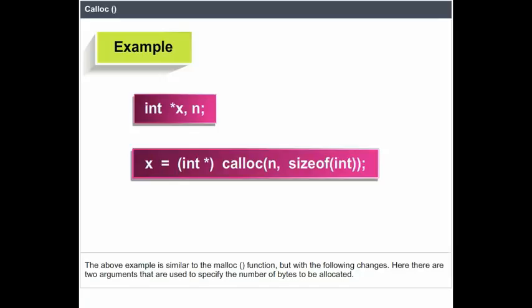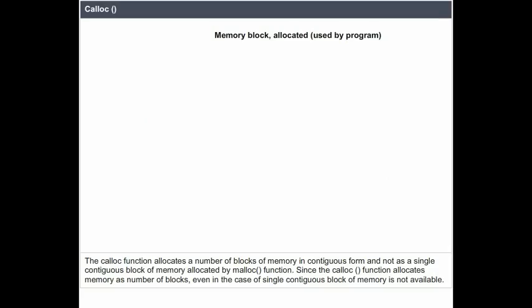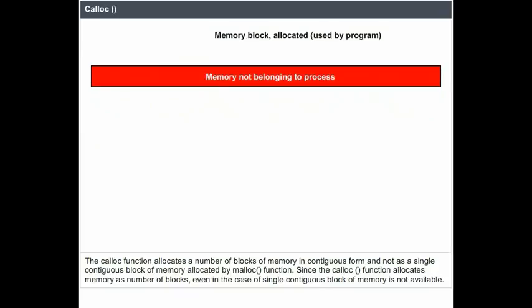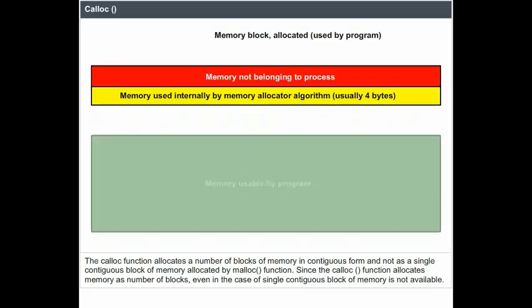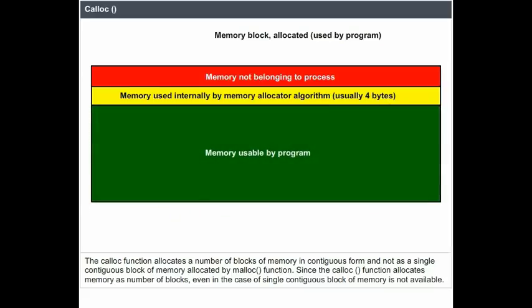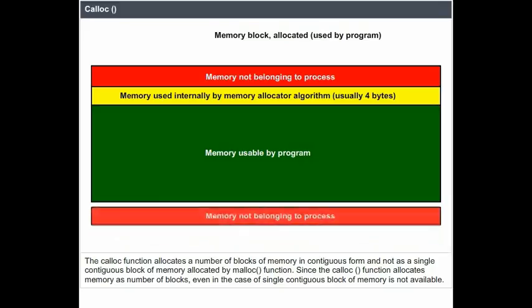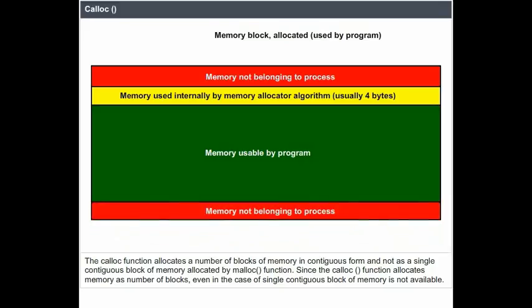The above example is similar to the malloc() function but with the following changes. Here there are two arguments that are used to specify the number of bytes to be allocated. The calloc function allocates a number of blocks of memory in contiguous form and not as a single contiguous block of memory allocated by the malloc() function. Since the calloc() function allocates memory as number of blocks, it works even in the case where a single contiguous block of memory is not available.